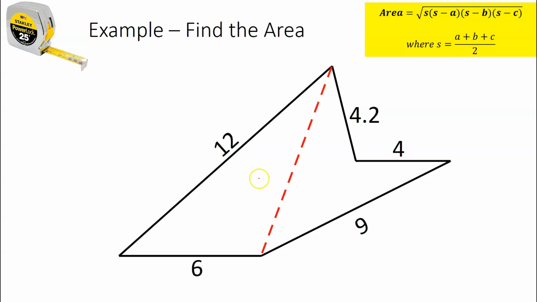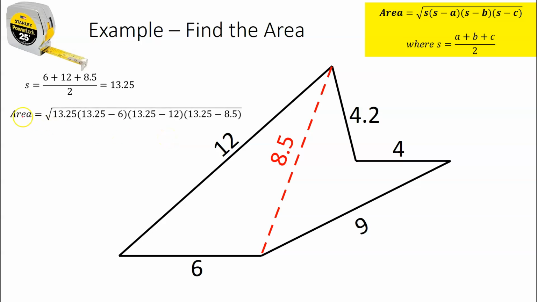So the first thing I did is I put in this diagonal here, and I got the measure of that. It was 8.5. So I'm going to work with this triangle right there. I'm going to find the area of eventually 3 triangles, and I'm going to add them together. So again, Heron's formula, step 1. Take the 3 sides, add them together, and divide by 2. And I end up with 13.25 for my S.